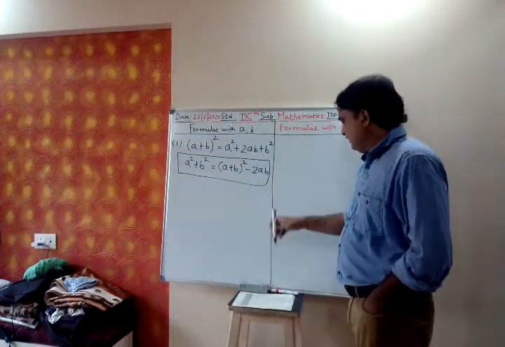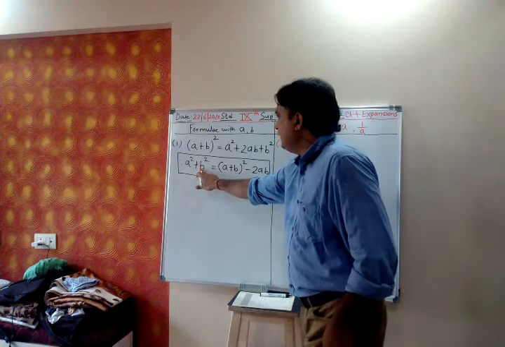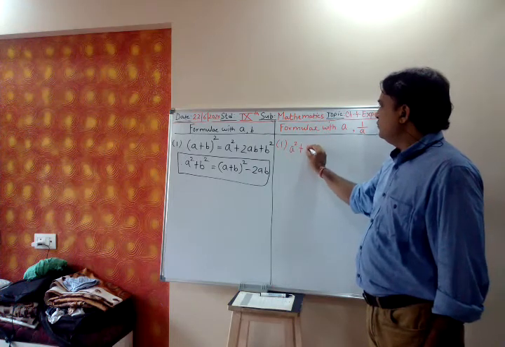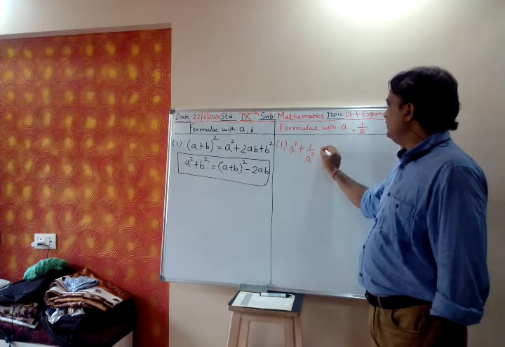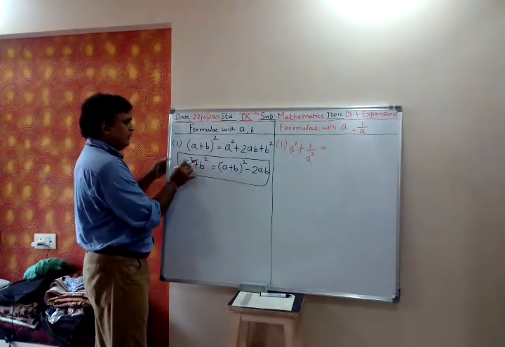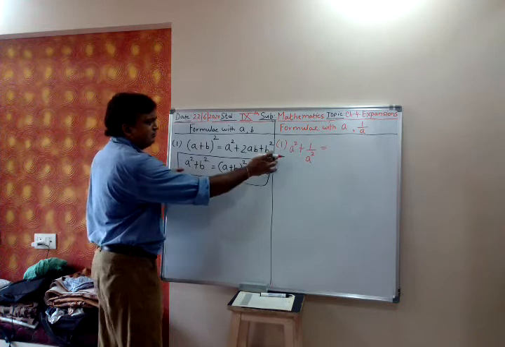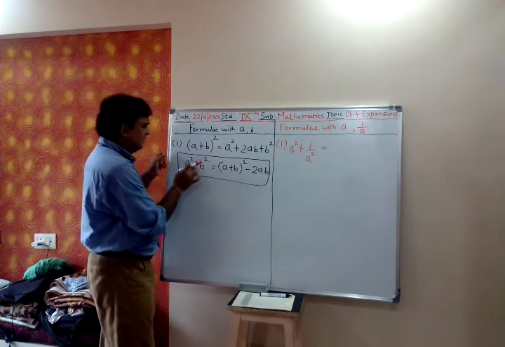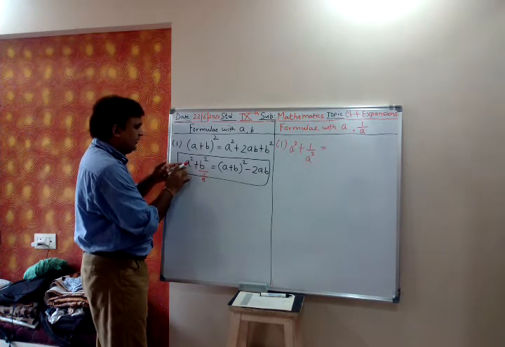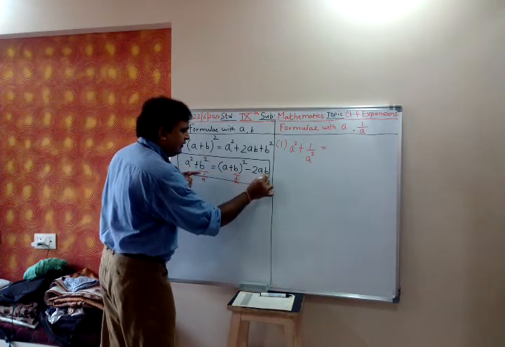In the same way I will write formula 1, with 1 upon a instead of b. So I will write directly a square plus 1 upon a square. In place of b I will write 1 upon a. Everywhere I will write 1 upon a.